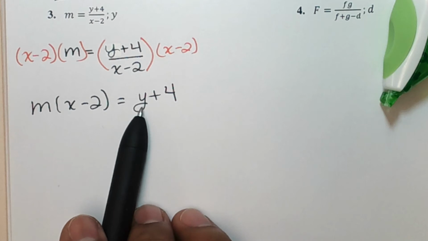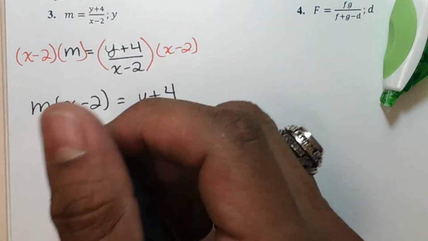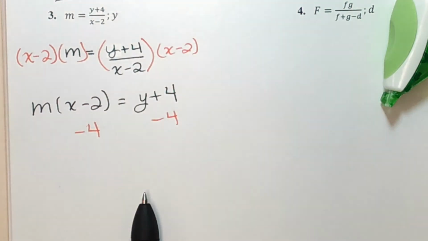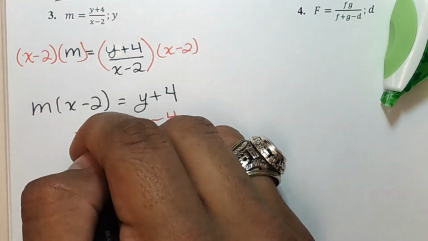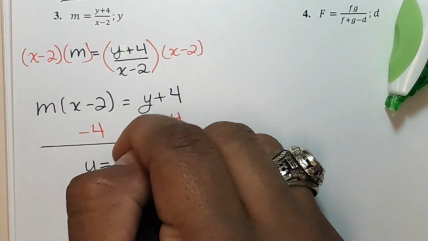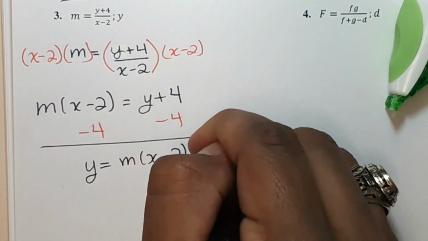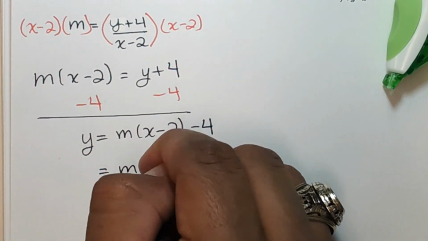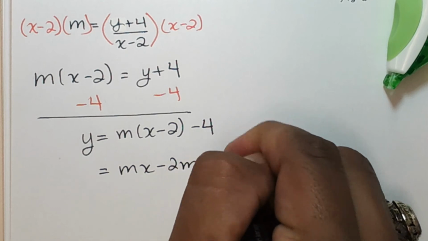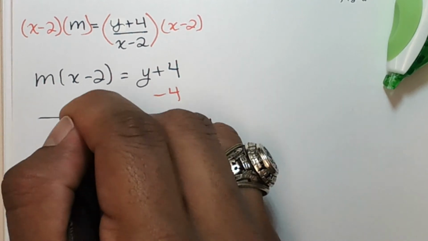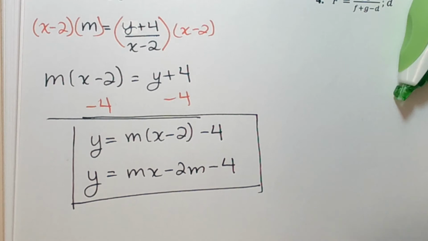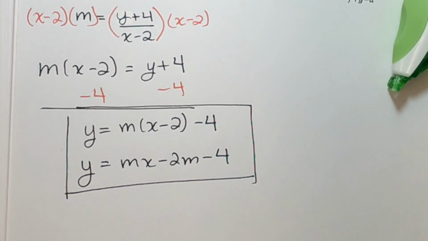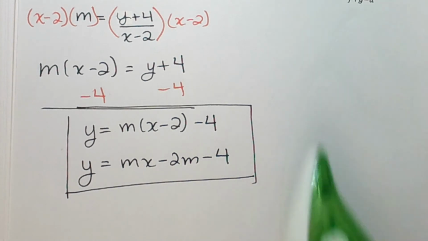Well, if I'm solving for y, I'm going to subtract the 4 over, because that's what we do with algebra steps, and we end up getting that y equals m times (x minus 2) minus 4. If you wanted to, you could distribute the m, and either one of these two answers would be correct. So this is just taking an extra step, which again, which one's simpler? It's up to you to choose.